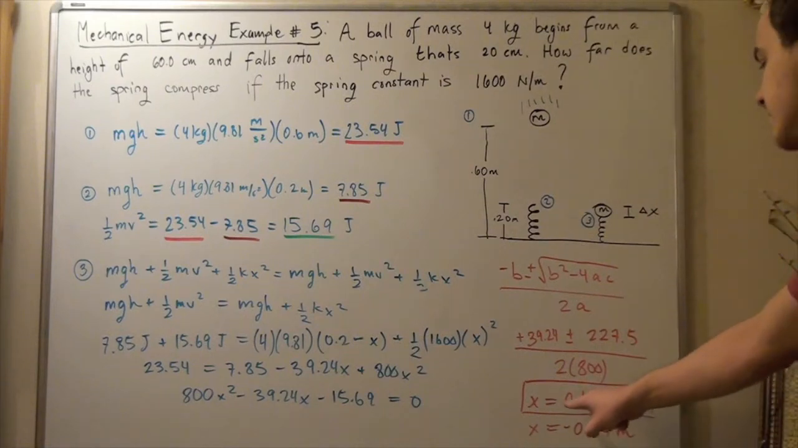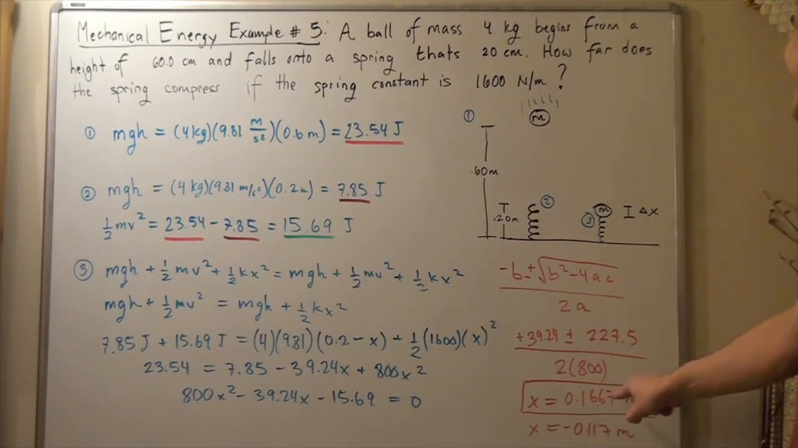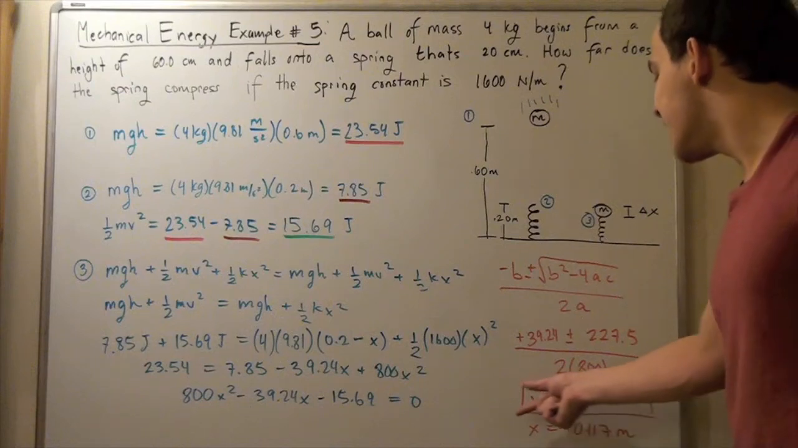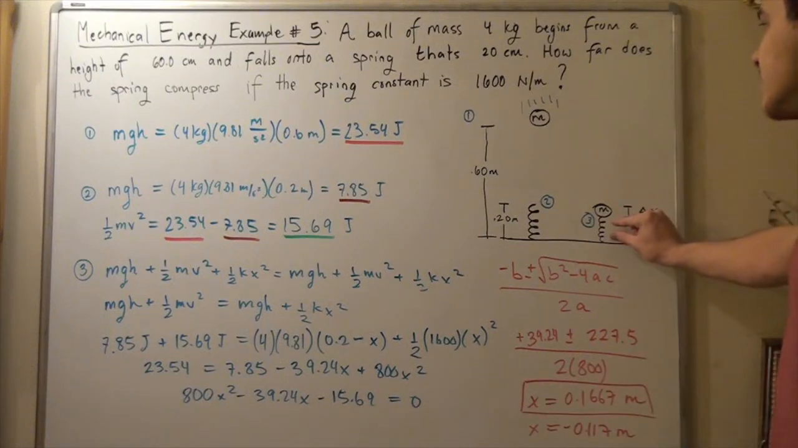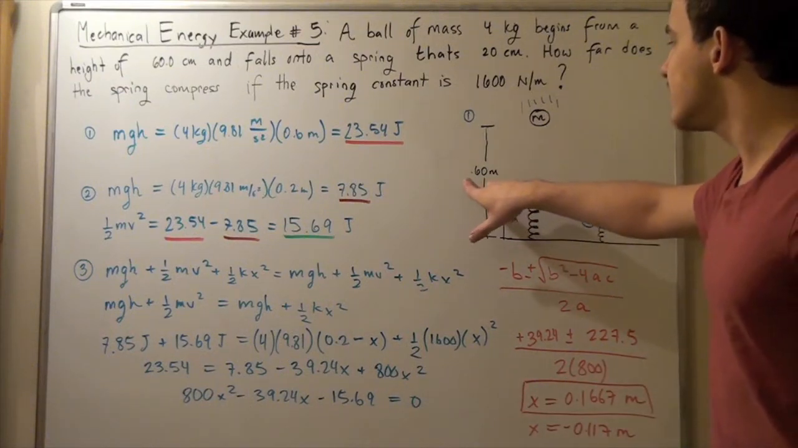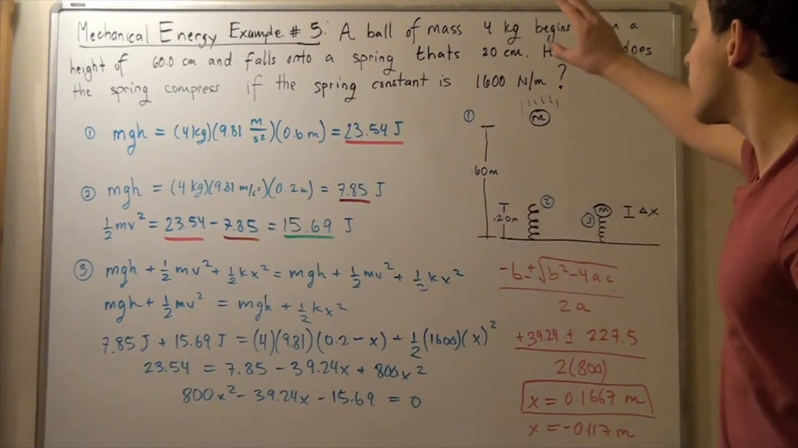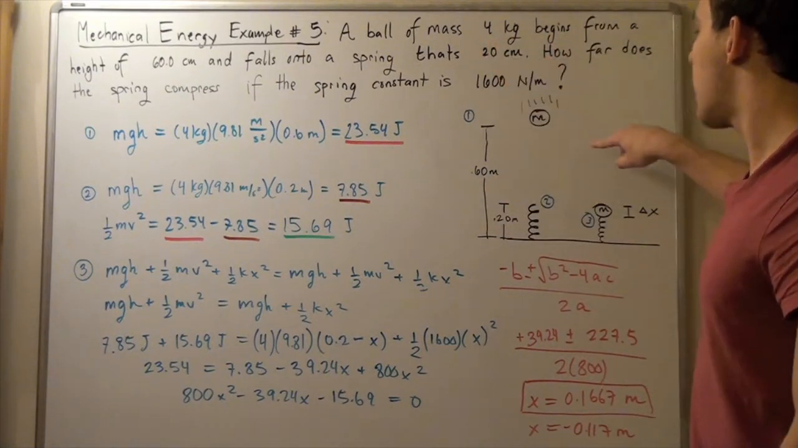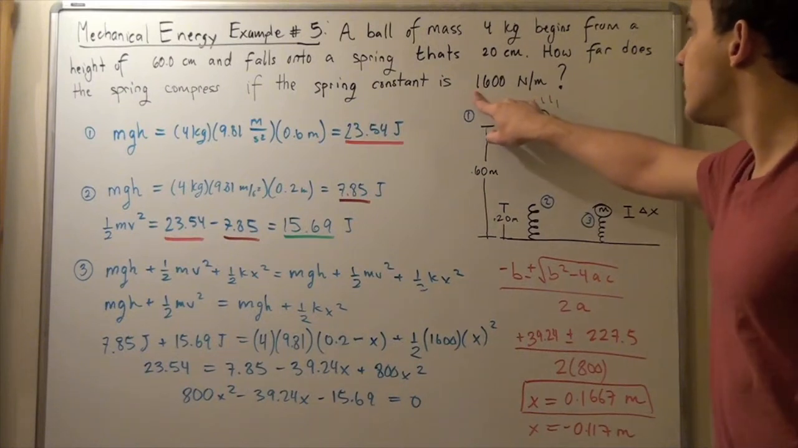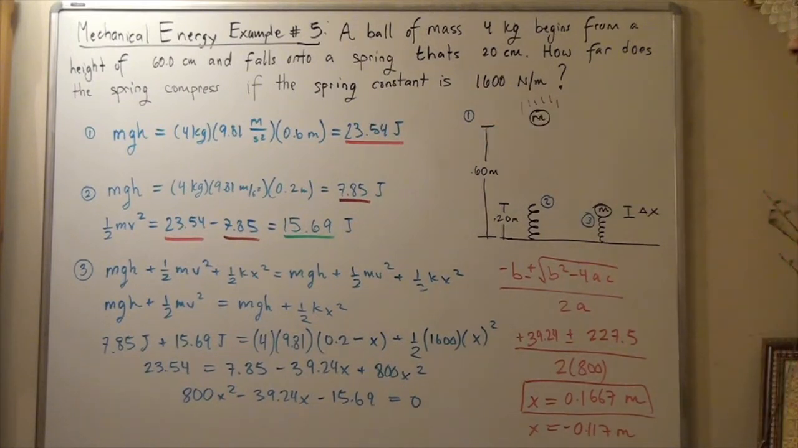So our x is 0.1667 meters. This is the amount our spring compresses when the ball falls from a height of 0.6 meters above the ground, when the mass is 4 kilograms and when the spring constant is 1600 newtons per meter.